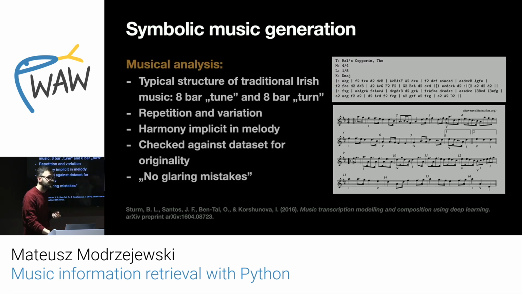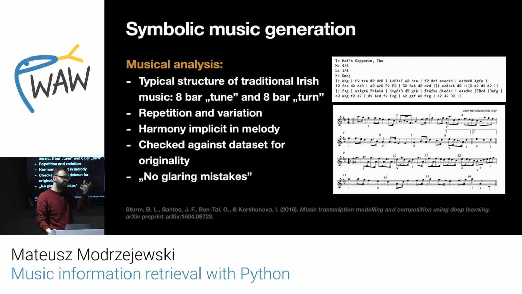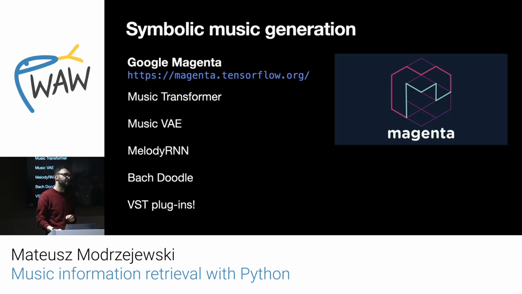And the authors also present a very nice musical analysis of what this produces. So the data set was traditional Irish and Celtic music. And they found that the samples generated had the typical structure, they had repetition and variation, they had the correct harmony, they also checked the data set for originality, and they found that the network was making no glaring mistakes. So I think that we can go a long way with a relatively simple model.